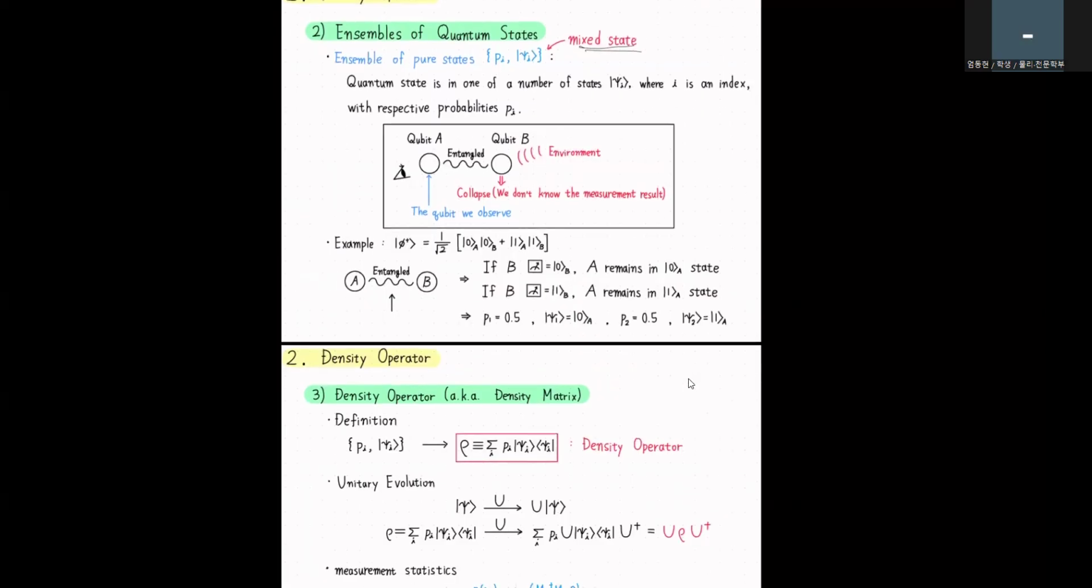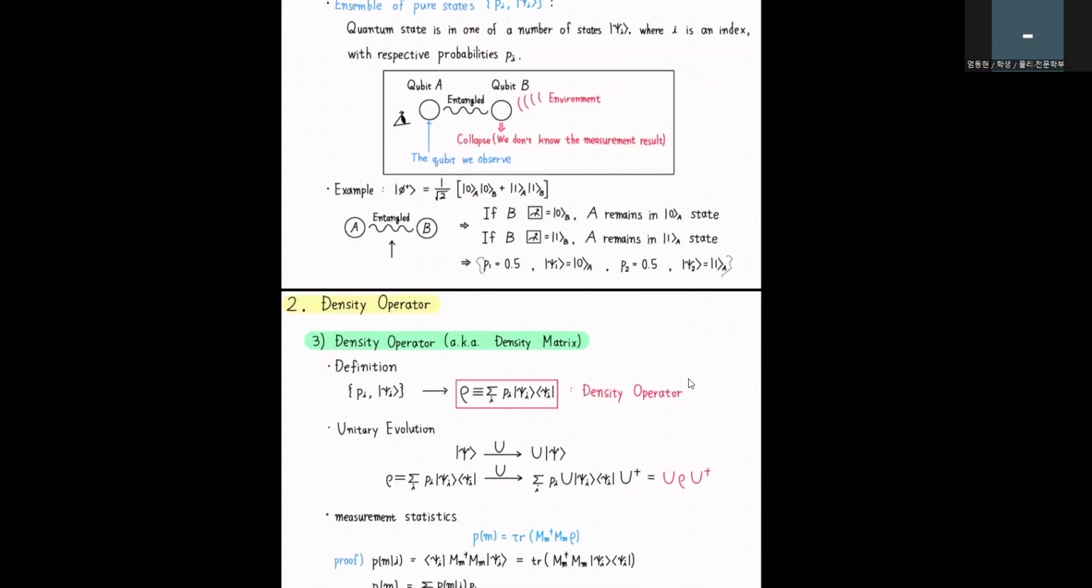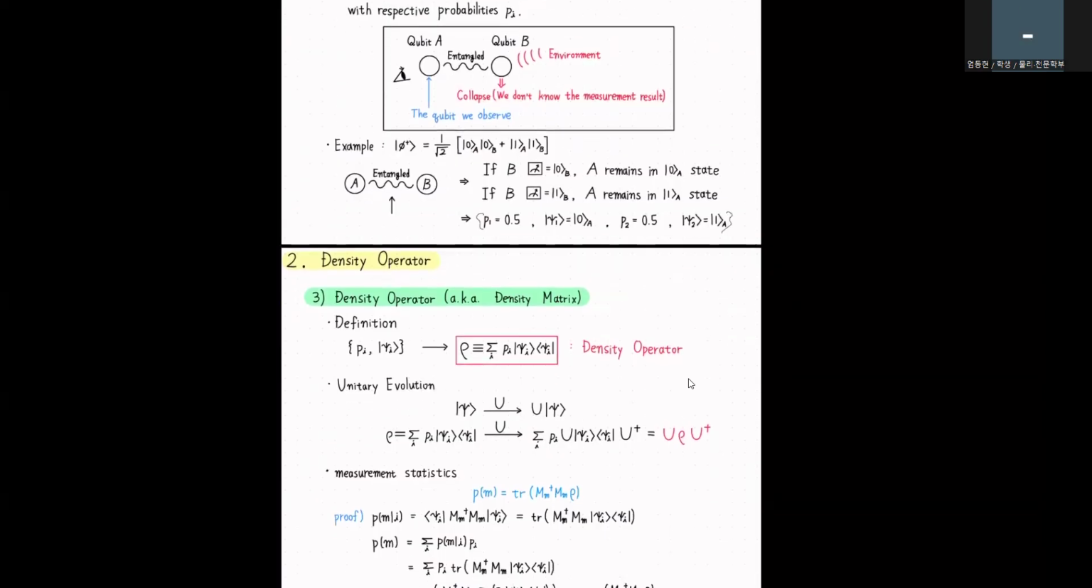So for example, let's say A and B are entangled, and if B was supposedly collapsed into the zero state, A remains in the zero state. And if B collapses into the one state, A remains in the one state. So for our mixed state here, p1 can be defined as 0.5, psi1 equals 0, p2 equals 0.5, and psi2 equals 1, which means that we can define the state of qubit A to be in this mixed ensemble of states, or this mixed state, since we're uncertain about the measurement outcome of B.